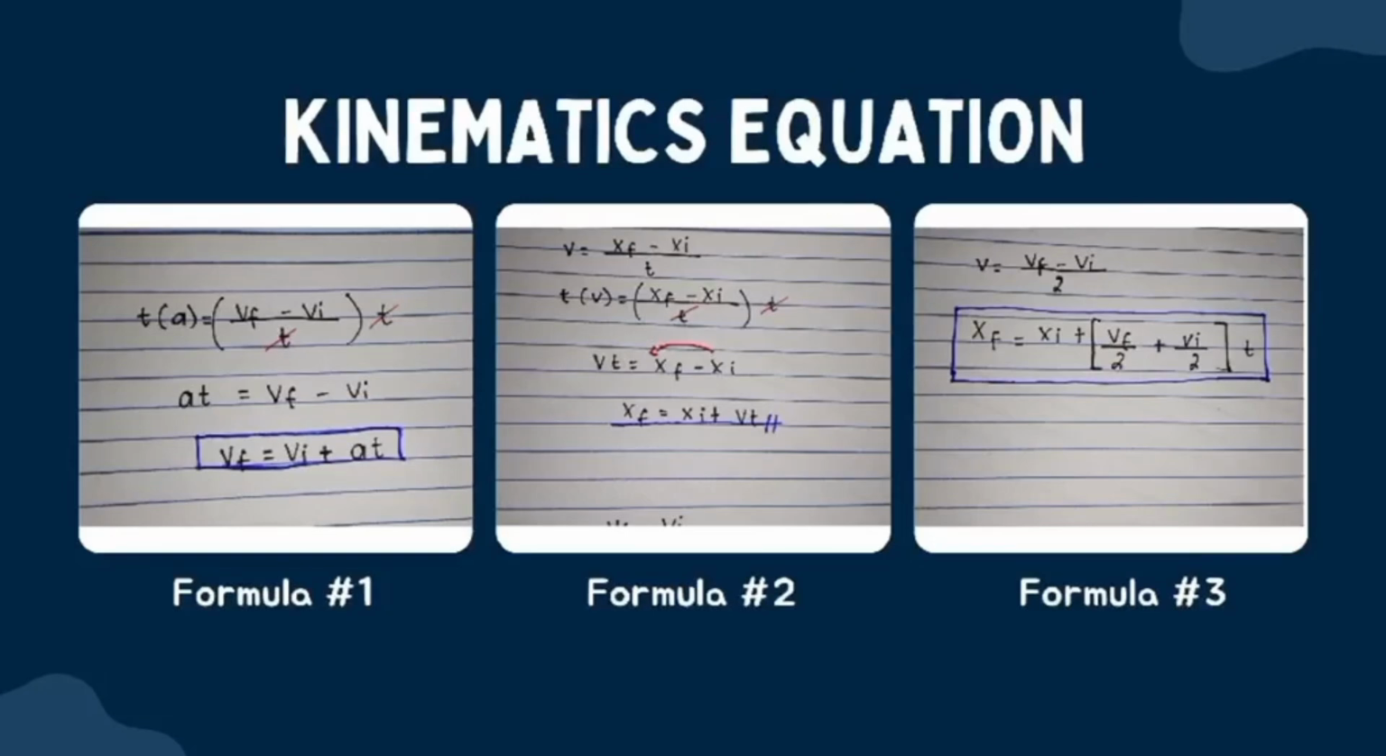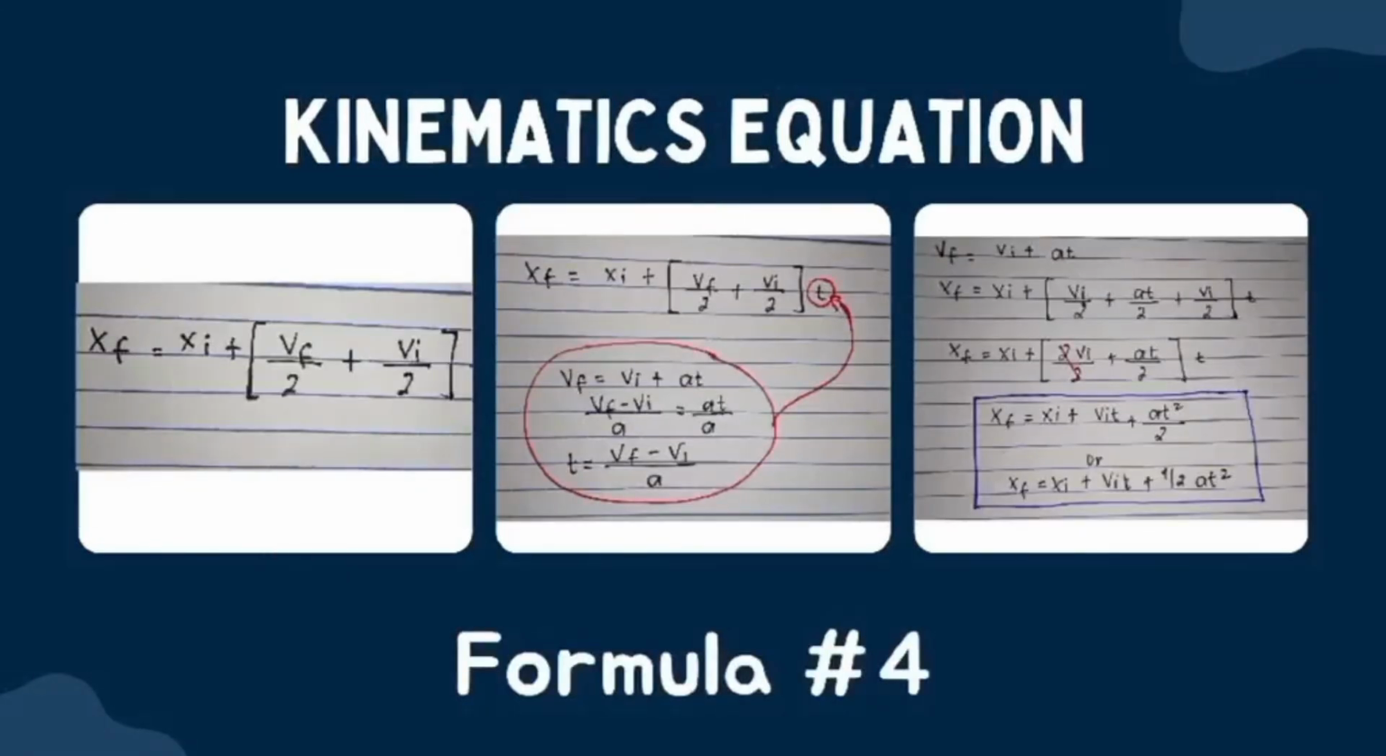For our third formula, we have the final position x sub f equals the initial position x sub i plus the average of the final velocity and the initial velocity, all multiplied by time. And for our fourth formula, we have x sub f equals x sub i plus the sum of v sub f divided by 2 and v sub i divided by 2, multiplied by time.